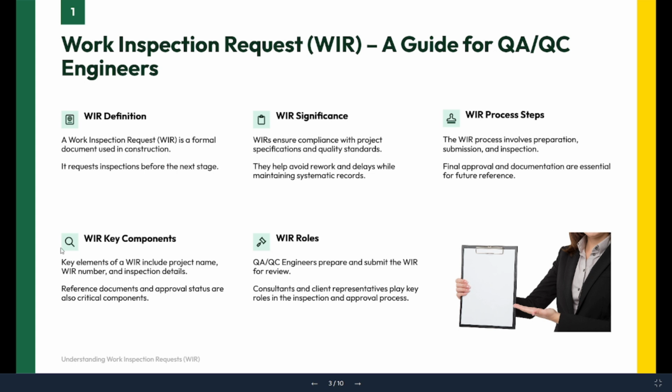WIR roles. The QAQC engineer prepares and submits the WIR for review. Always a question: who is going to submit a WIR inspection? So this is the role of the QAQC engineer. He or she has to submit the WIR inspection for the consultant's review and the client representative. And the client and consultant representatives will play their role in the inspection and approval process.